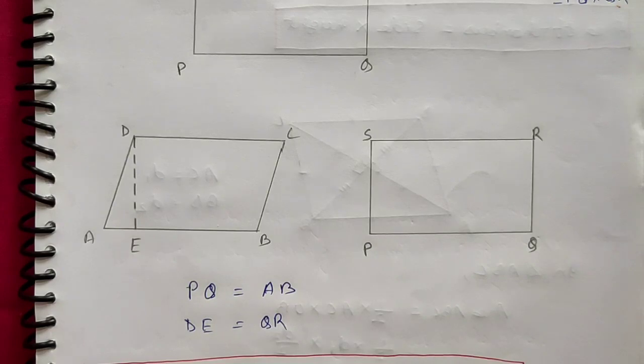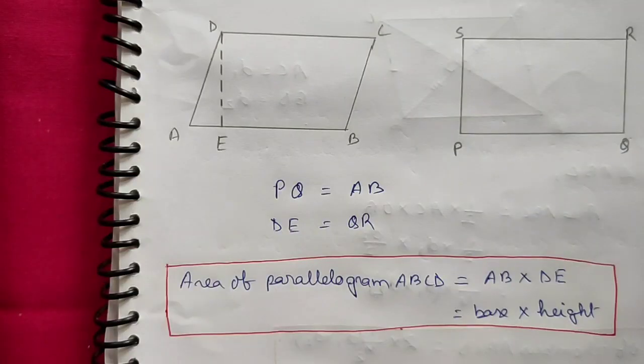This is true for all parallelograms. The area of the parallelogram will be base into height. If you have any doubt, you can ask me. Like earlier, we are not solving examples of this parallelogram. We will solve them in another video, because this video is already too long. Now our next one is the rhombus.